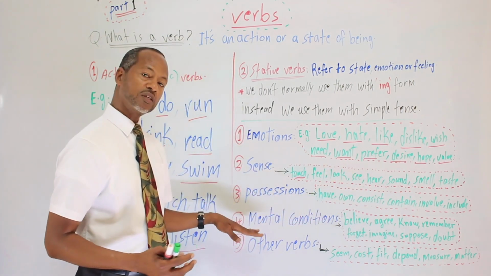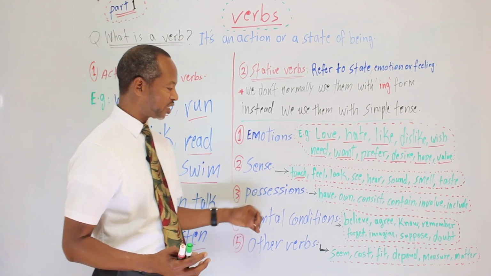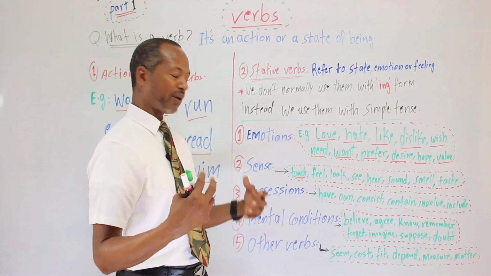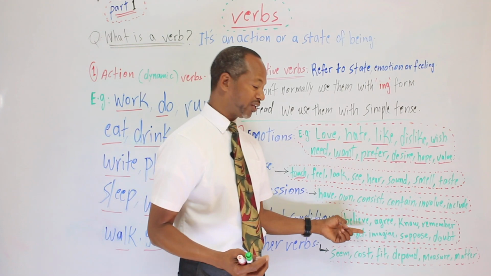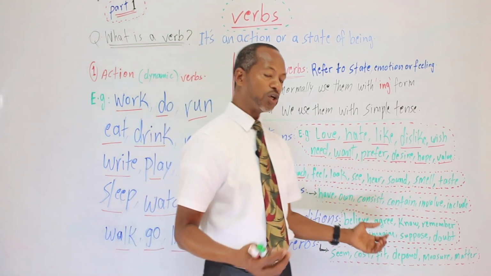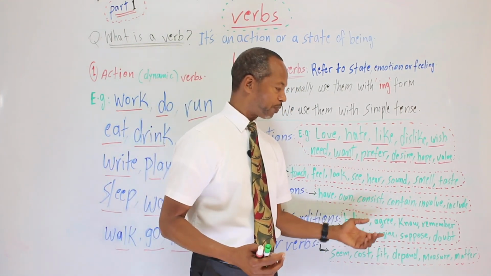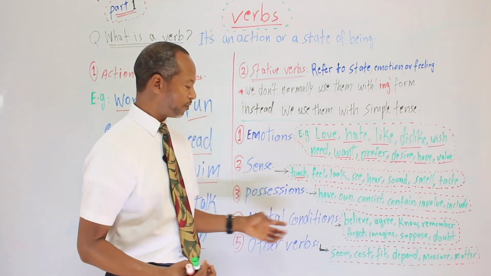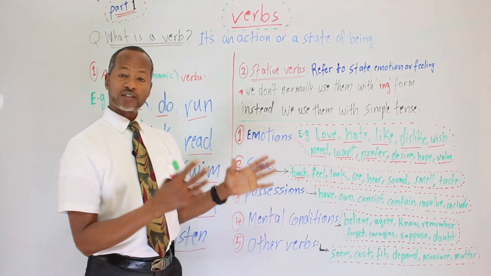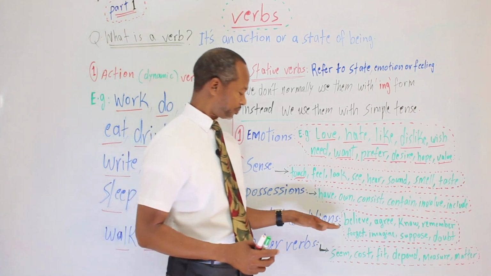When we get to this next, number 4, mental conditions, okay? Something that you believe, about opinion or something. So we have believe, and we have agree or disagree, know, remember, forget, imagine, suppose, doubt. All these verbs, of course there are more than that, okay? So it's not the whole list. These are also considered stative verbs.